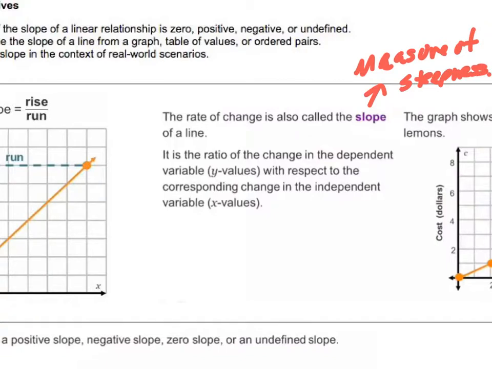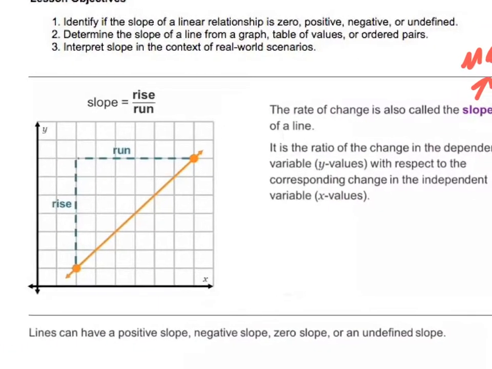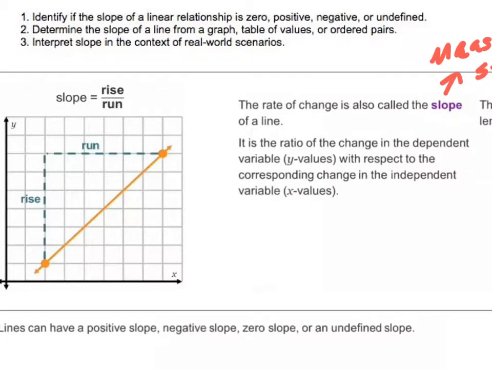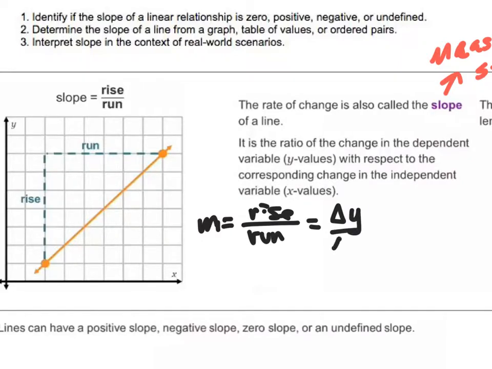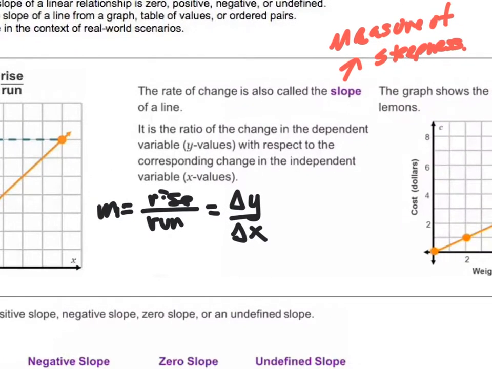It's the ratio of the change in the dependent variable, the y values, with respect to the corresponding change in the independent variable, the x values. Usually when you think of slope, I'll use the variable m. You think of the rise over the run, which is also the change in the y values divided by the change in the x values, which is also given to us as y sub 2 minus y sub 1 over x sub 2 minus x sub 1.